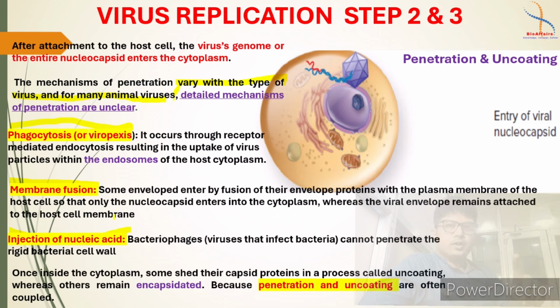One thing more: in the case of phagocytosis, the nucleocapsid with the genome can enter. In the case of membrane fusion, which mostly happens with enveloped viruses, the virus enters by fusion of the envelope protein with the plasma membrane. They fuse in the plasma membrane, so they attach their envelope into the host cell plasma membrane, and only the nucleocapsid enters into the cytoplasm. So the envelope remains outside the cell and the nucleocapsid enters the cell.